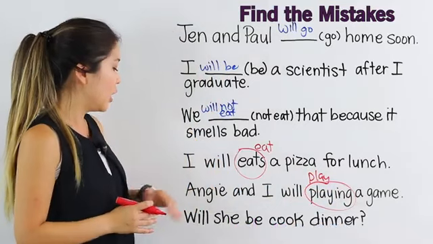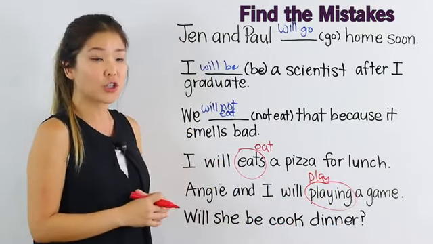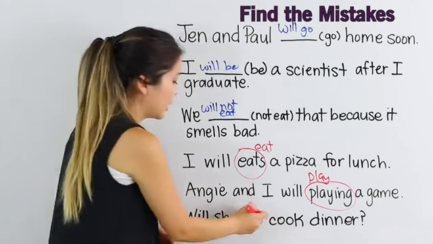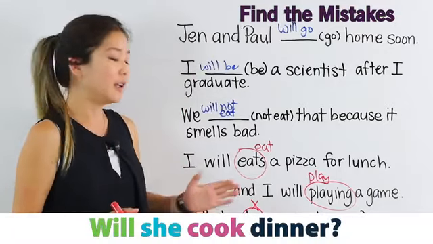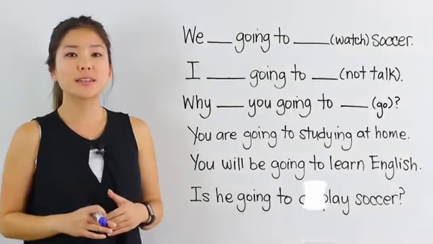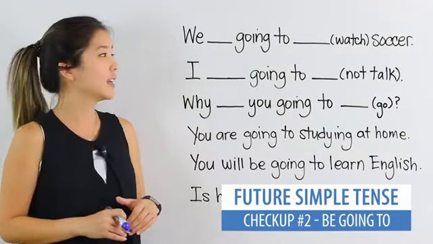And finally, will she be cook dinner? This is a question. However, we need to say, will she cook dinner? We do not need a be verb here. Let's move on. Let's practice the be going to usage of the future simple tense.